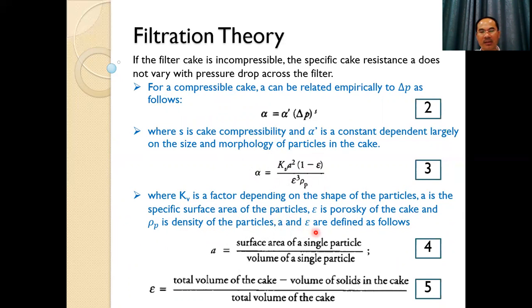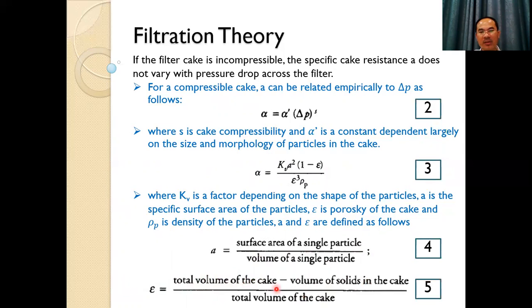That's right. And also we can define epsilon and A. A is the surface area of a single particle divided by the volume of a single particle, the ratio of surface area to volume of the solid particle. And epsilon, the void fraction, may be calculated from the volume of the voids in the cake divided by the volume of the cake.